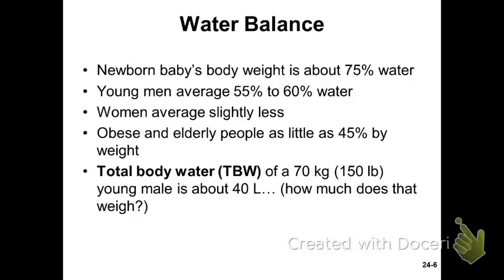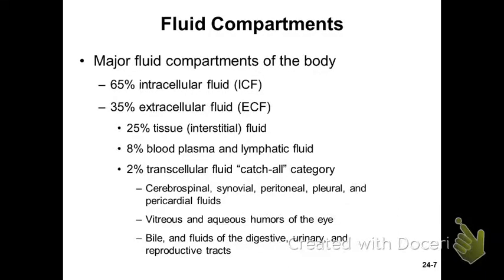Now, women have a little bit less water than men, and if you're obese or older, you'll have even less water. But this water that you have within your body is called the TBW, the total body water, and in that 150-pound male, that's going to equate to about 40 liters of water. I'm not going to ask you how much that would weigh, but you can appreciate that's a substantial amount of the body weight. Now, where do we find these fluid compartments within the body?